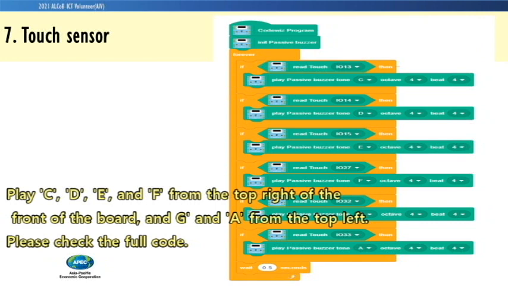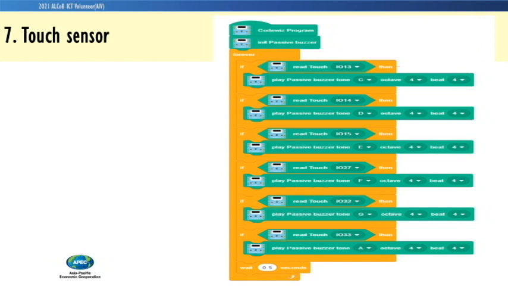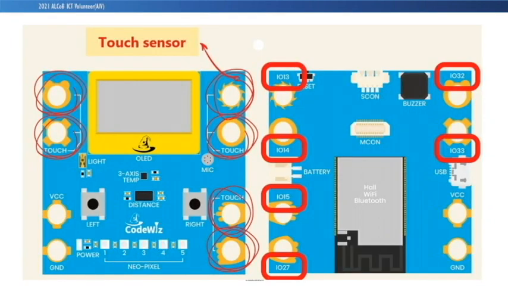Next is the touch sensor. Play C, D, E, and F from the top right of the front of the board, and G and A from the top left. Please check the full code. The pin number of the touch sensor is shown on the back of the board.